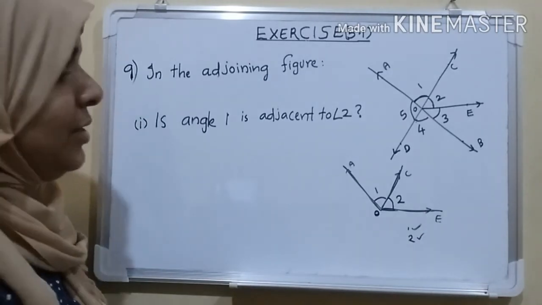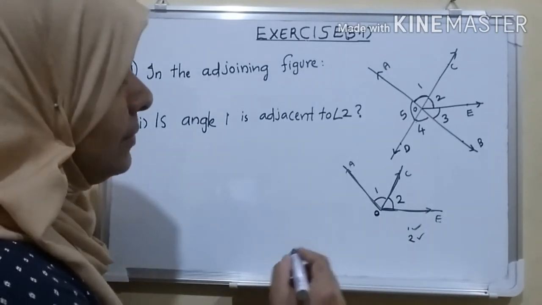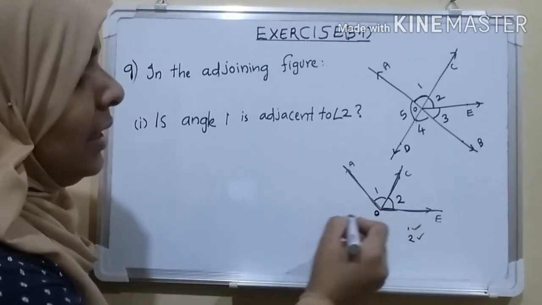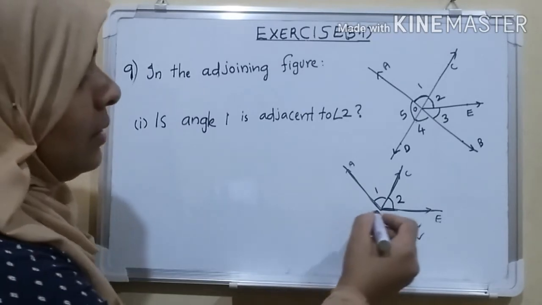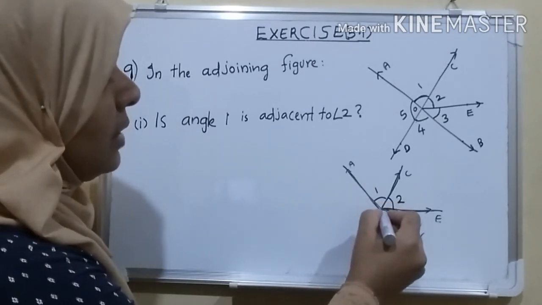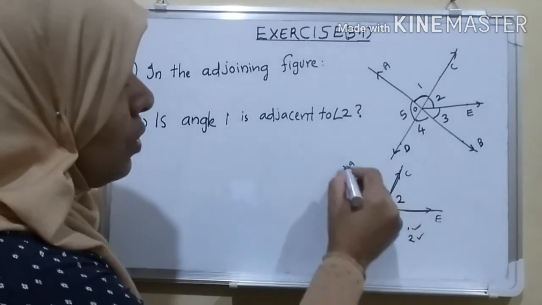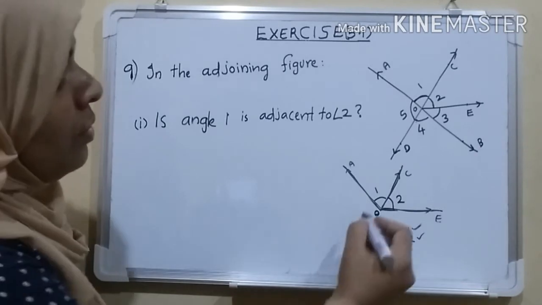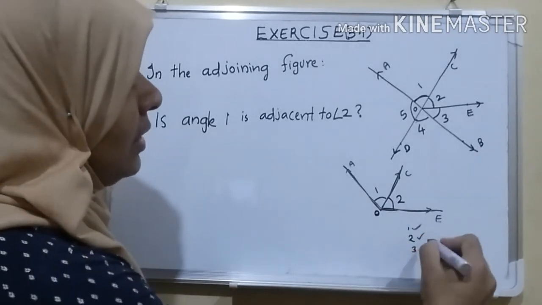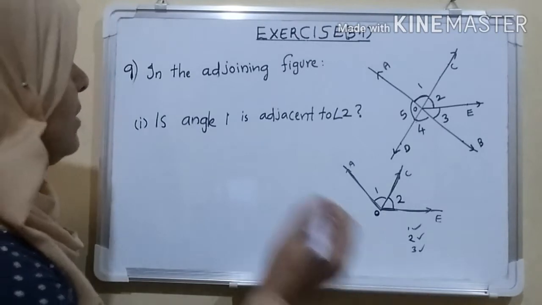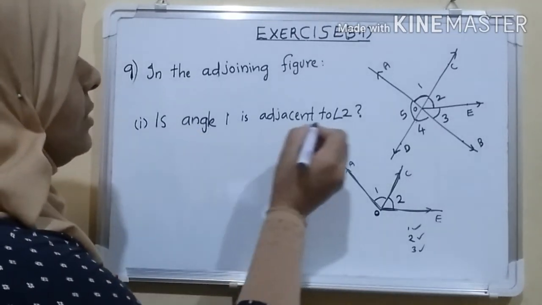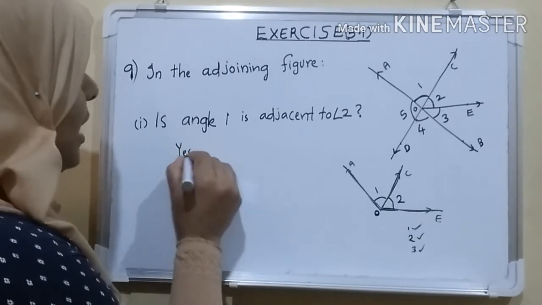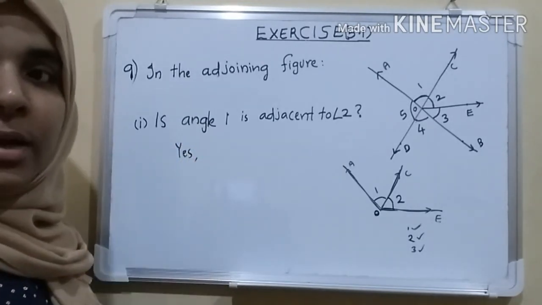Then what is the third condition? Yes, the third condition is that the non-common arms are placed on either side of the common arm. That is also correct. What are the non-common arms? OA and OE, which are placed on either side of the common arm. So these three conditions are satisfied. That's why we can say angle 1 is adjacent to angle 2. Yes, the answer is yes.